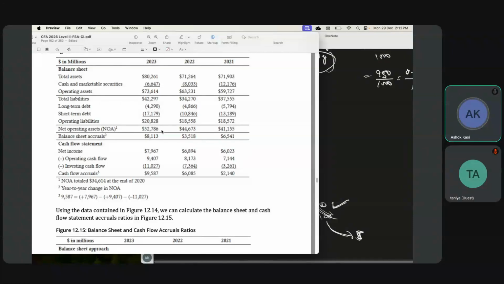Just take this difference, 52,786 minus 44,673, which is 8,113. That is this one. So this is the accrual difference between net operating assets.